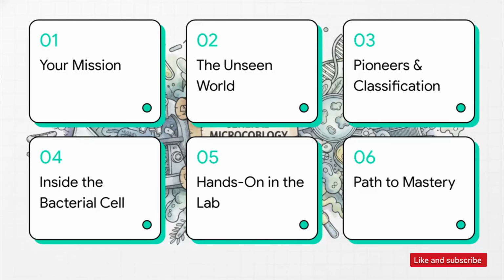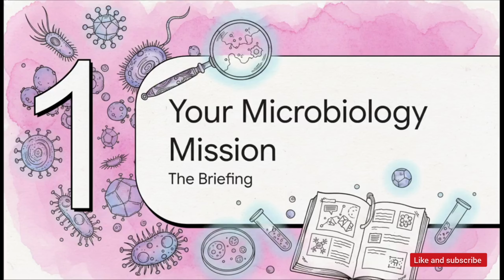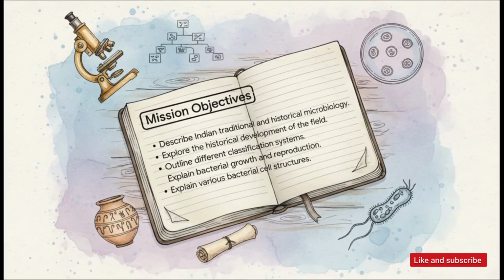All right, first things first. Any good mission needs to have really clear objectives. So what exactly are you expected to know and be able to do by the time you finish this course? Let's take a look at the official briefing. This slide lays out the core skills you're going to have by the end of your mission. And this isn't just about memorizing a bunch of facts. It's about being able to tell the whole story of microbiology, from its ancient roots in India all the way down to the tiny, intricate machinery inside a single cell.